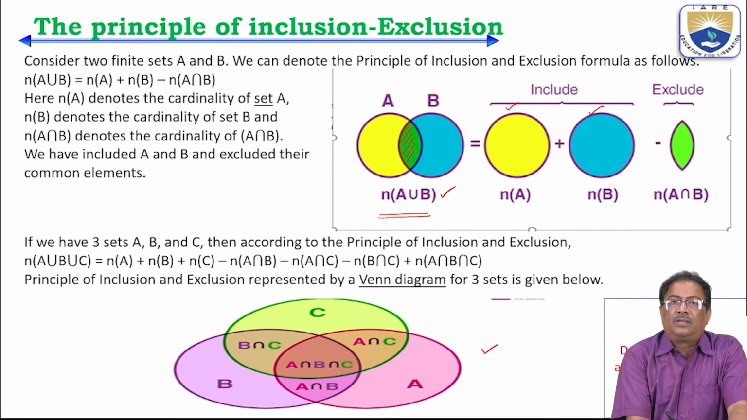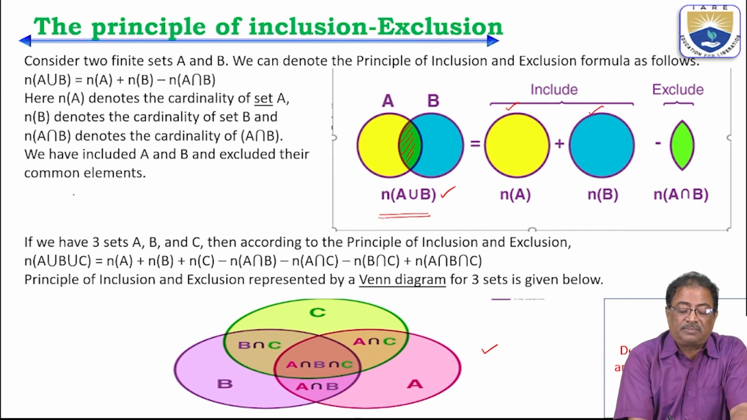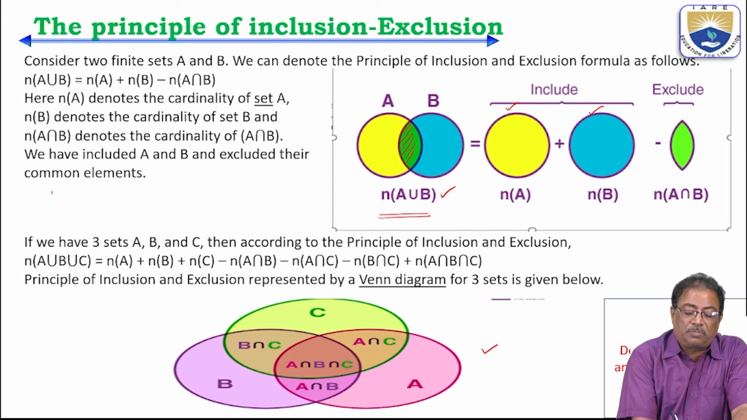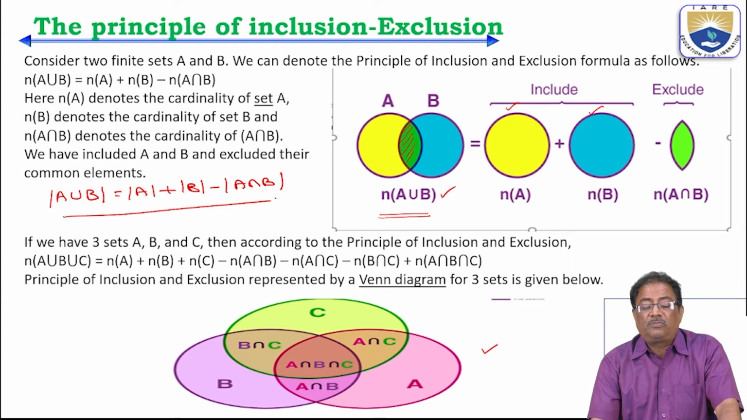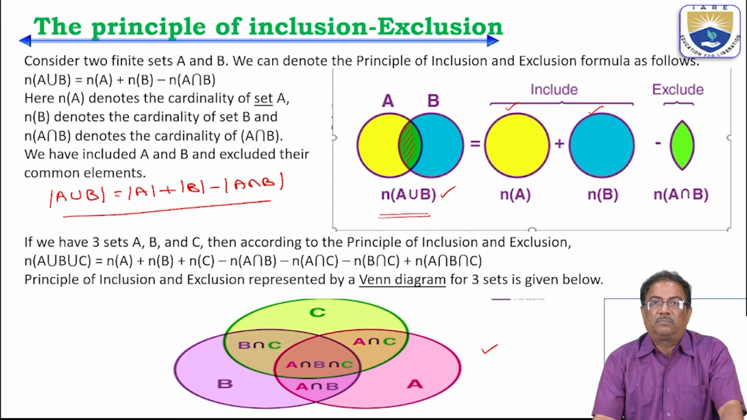We are going to define n of A union B, also taken as the number of elements, which is nothing but the cardinality of the set A union B, which is equal to cardinality of A plus cardinality of B minus cardinality of A intersection B. So this is the principle of inclusion and exclusion for two sets.